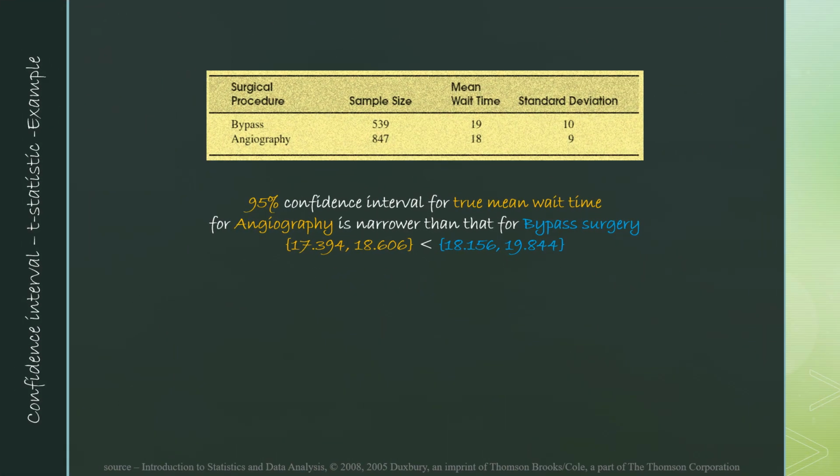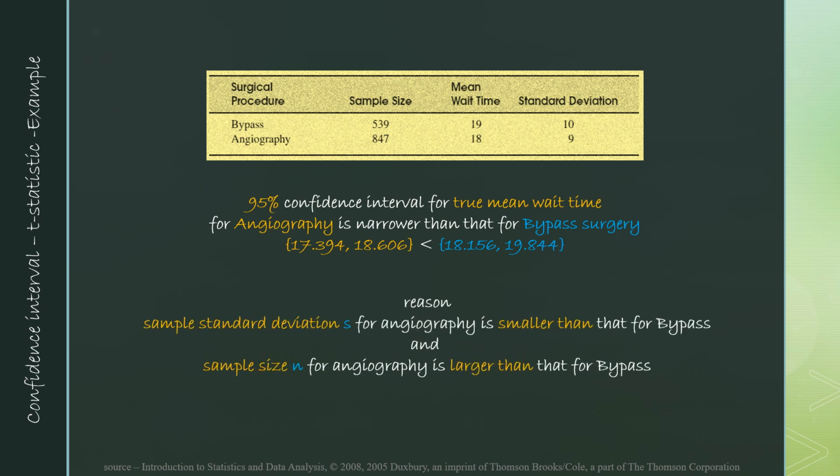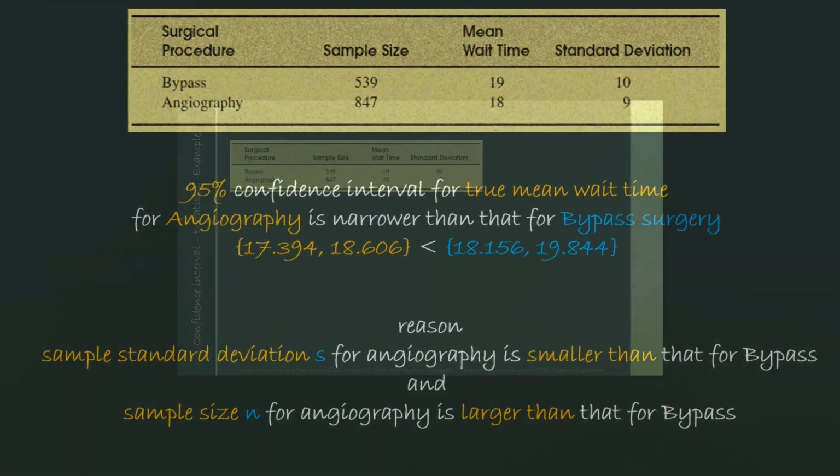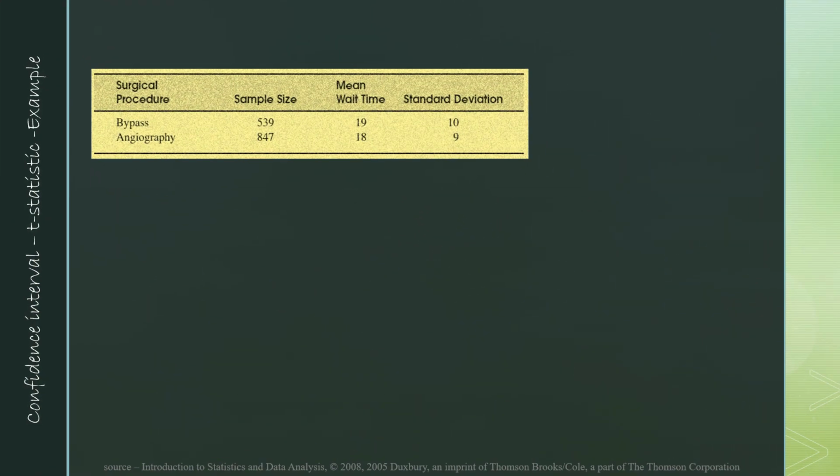The 95% confidence interval for true mean wait time for angiography is narrower than that for bypass surgery. The reason being, the sample standard deviation S for angiography is smaller than that for bypass, and the sample size N for angiography is larger than that for bypass surgery. Since the sample sizes are much higher than 30, it is safe to assume that the respective sample mean distributions are near normal, and no need to verify if the populations are normally distributed.